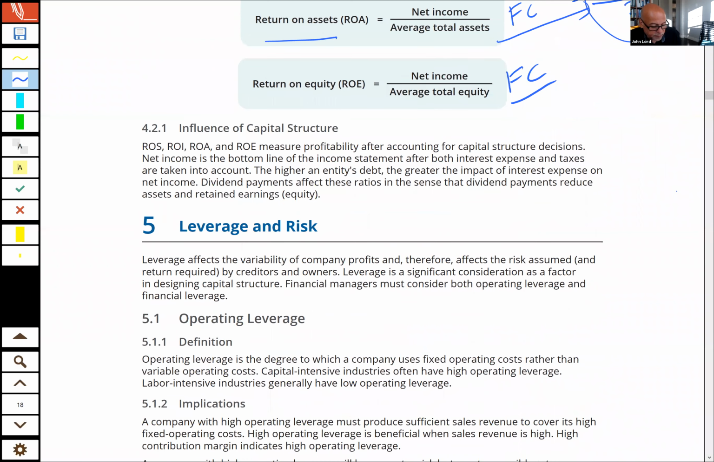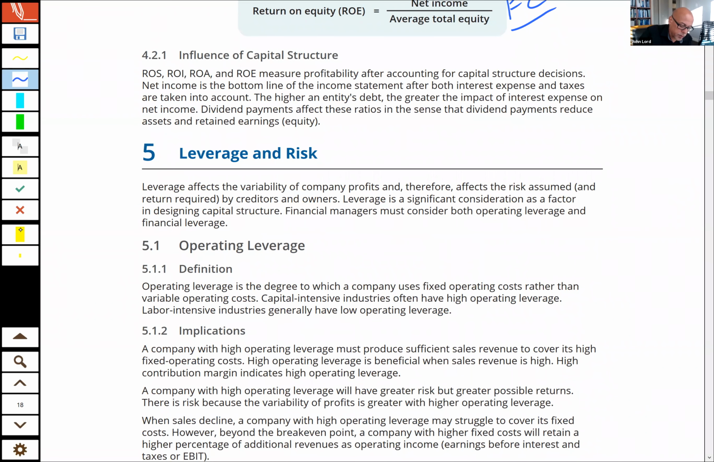Okay, good. Leverage and risk. We're going to talk about two types of leverage here: operating leverage, and then financial leverage on the next page. Now, the way to think about leverage is this: operating leverage. The higher your fixed costs, the greater your operating leverage.